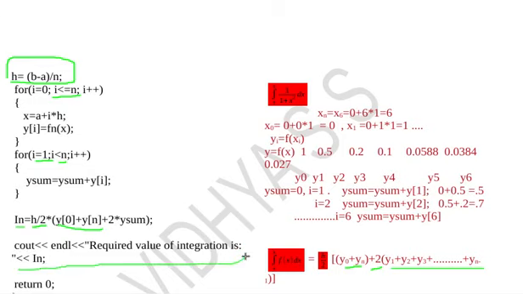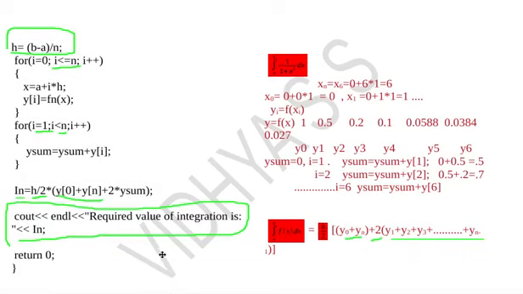So yes, you can output it to the user using cout. Our result will be contained in the variable in. So output the variable in, return 0 and end of the program.